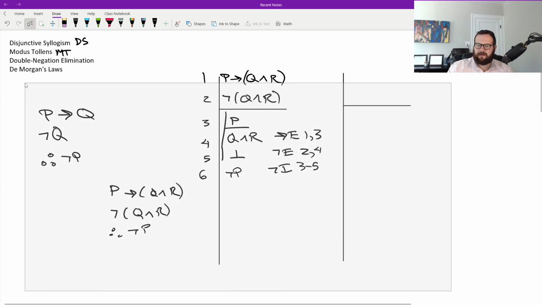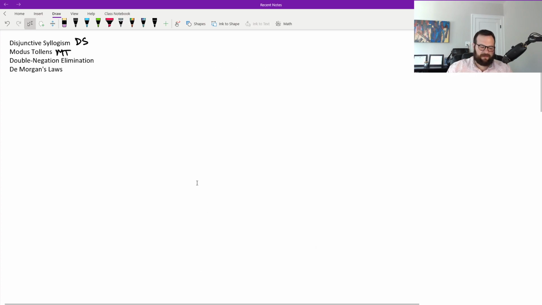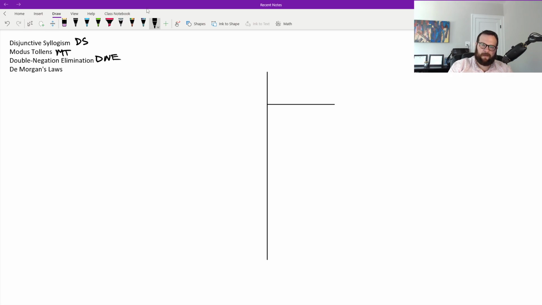All right, let's move on to double negation elimination. This is a pretty simple rule. Double negation elimination, we write DNE. It just says this: if you have 2 negation symbols next to one another, you can delete them. So not not P is equivalent to P.